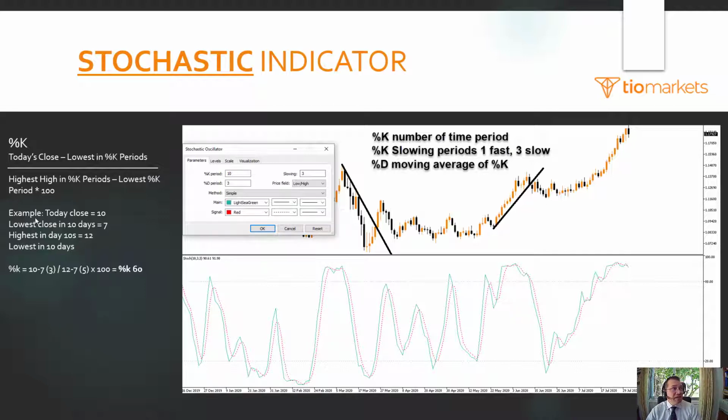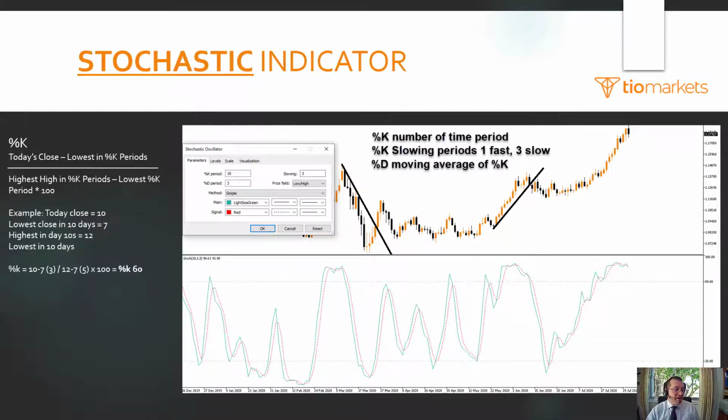An example: let's say today's close is 10, $10 or 10 euros. The lowest close in the past 10 days is 7. The highest in 10 days is 12. So percentage K equals 10 minus 7, which gives us 3, divided by 5, which is the high minus the low, gives us 0.6, times 100. This would give us a percentage K reading of 60.